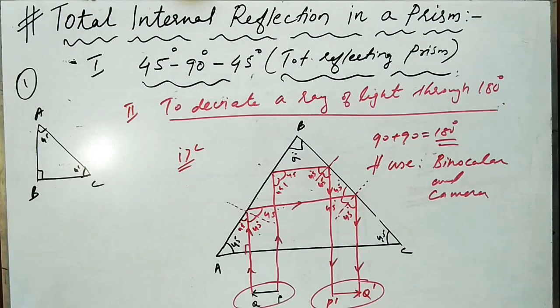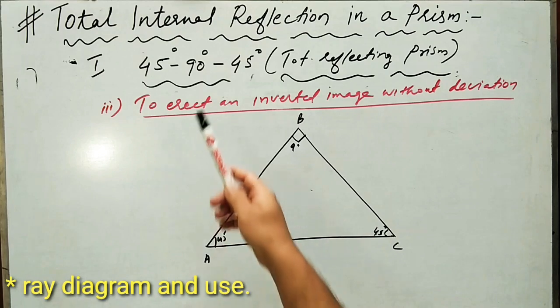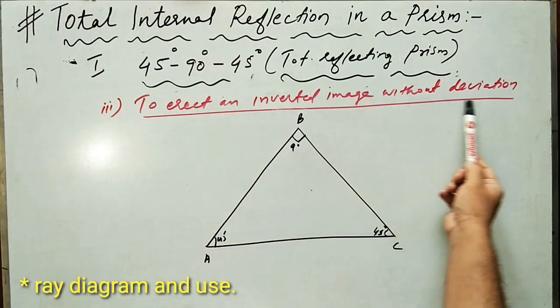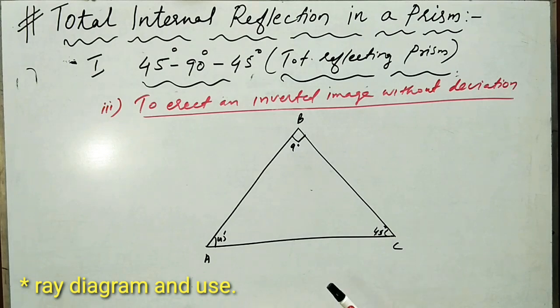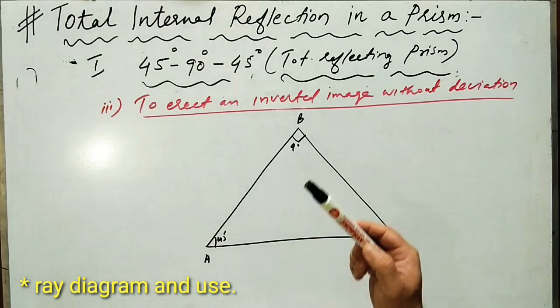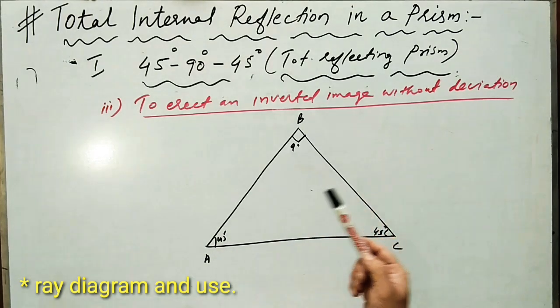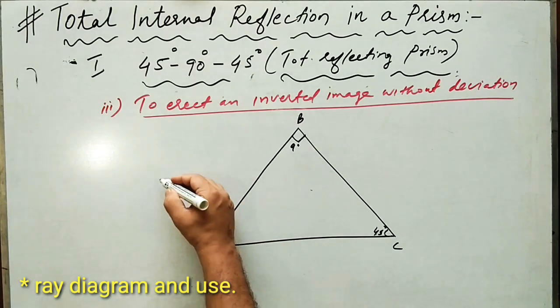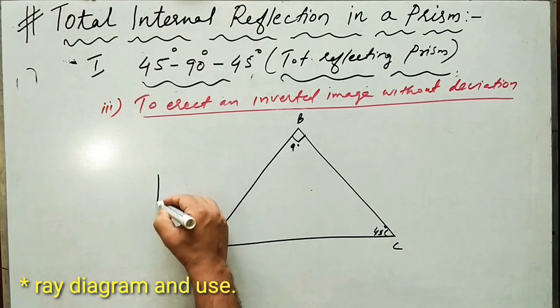Now the third use of a total reflecting prism is to erect an inverted image without any deviation. In the case of slide projectors, we have to erect an inverted image without any deviation. In that case, we take the help of a total reflecting prism. Let us see how a total reflecting prism serves to erect an inverted image without any deviation in the case of a slide projector. For that, let us consider an inverted image, PQ.